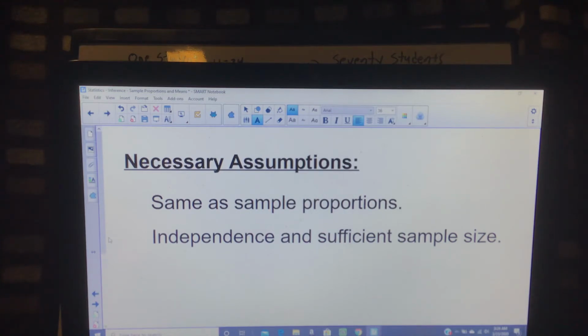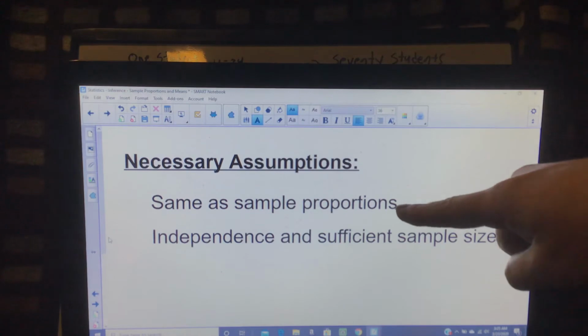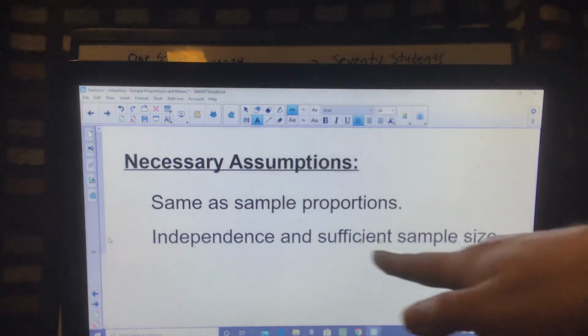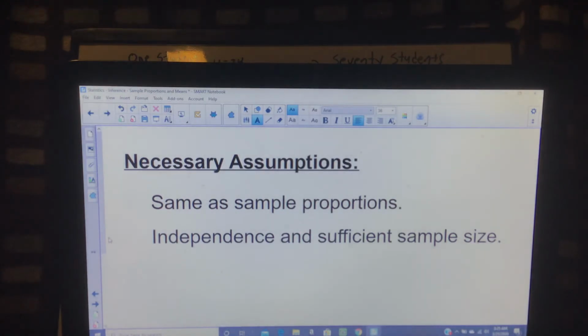Now, there are a whole bunch of conditions for this as well. They're very similar, but not all exactly the same because in this case we don't have a p and a q, so we'll have to come up with some modifications to those. But basically, the necessary assumptions are very similar to the sample proportions. We need independence and randomness, and we need our sample size to be large enough. We'll talk about those in more detail, but just realize that for this to occur, certain conditions have to be met, just like with proportions.